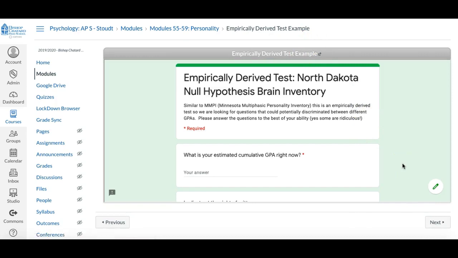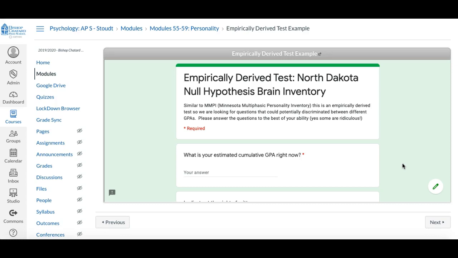This is actually something that I found with my textbook. It's called the North Dakota Null Hypothesis Brain Inventory. I did not make this up. I know you think this is totally something I made up. No, it's not. It is actually a real thing. It is an empirically derived test. So that means that the questions are, yes, going to be silly in this case, because they're looking for anything that could potentially discriminate between two groups. And in this case, we're trying to discriminate between people who have a higher GPA versus a lower GPA.